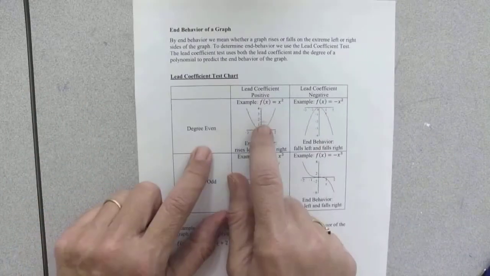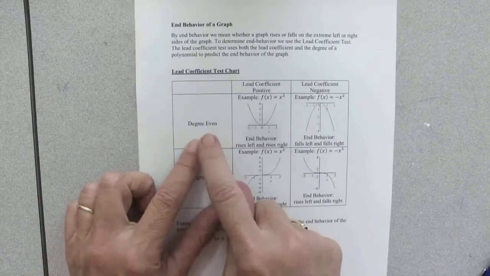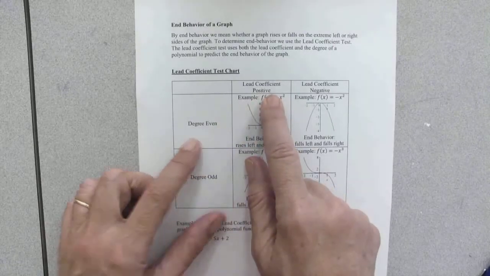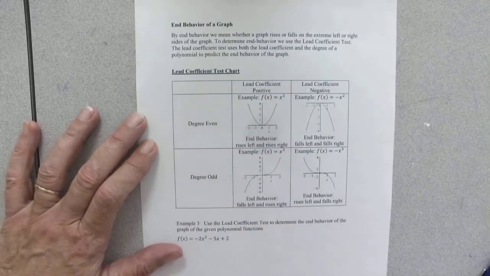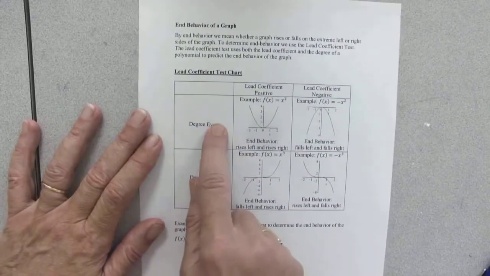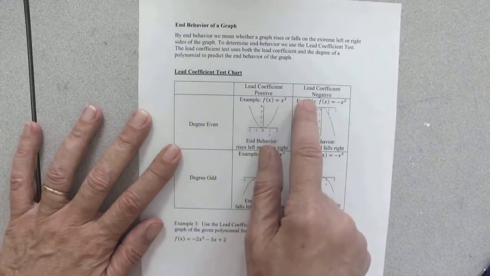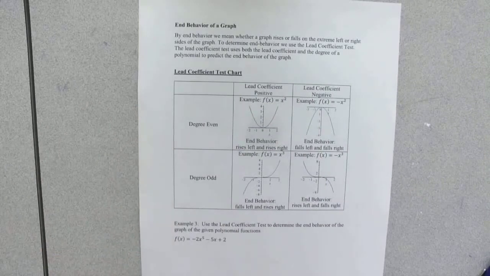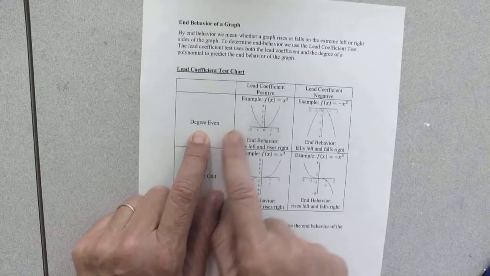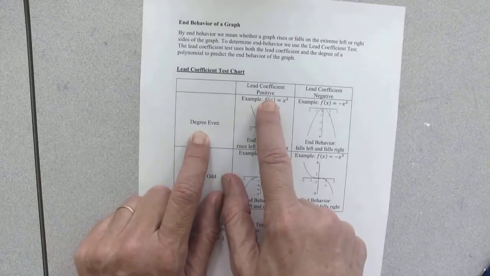Now, like I said, it goes with a combination of two things, the degree and the lead coefficient. When we're talking about the degree, which is the highest exponent, all we care about is whether that degree is even or odd. And when we talk about the lead coefficient, the number in front of that degree term, whether it's positive or negative. So if I have even degree, positive coefficient.